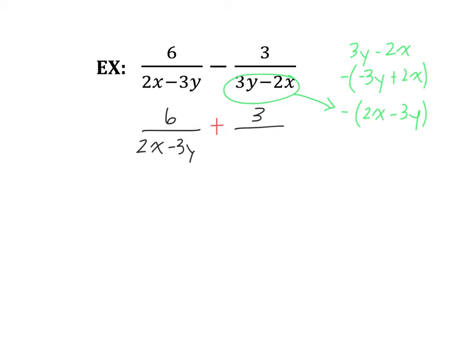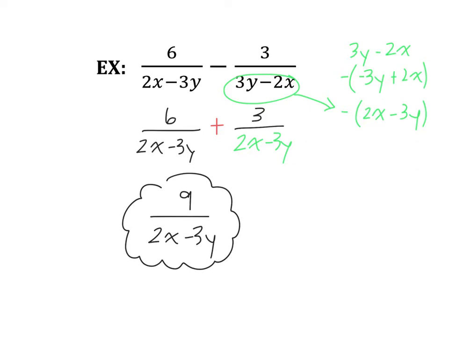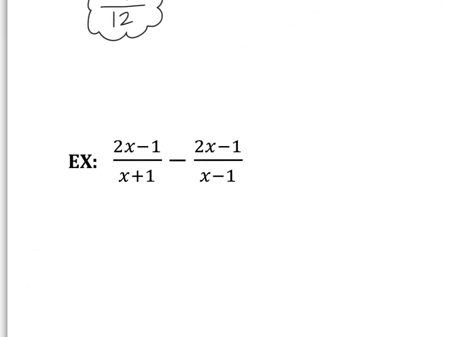Those are equivalent, okay? And so it's going to be plus, and then our denominator is going to be 2x minus 3y. So now that our denominators are the same, we can go ahead and combine the numerators. So 6 plus 3 is where we get our answer of 9, and we keep the denominator 2x minus 3y. Now this is as good as it gets. Let's move on to our next example.